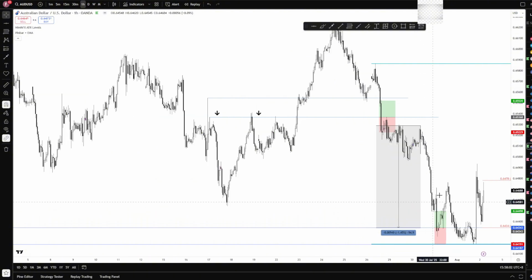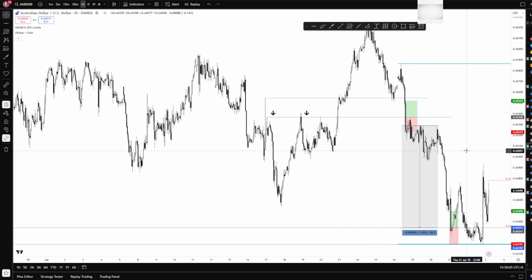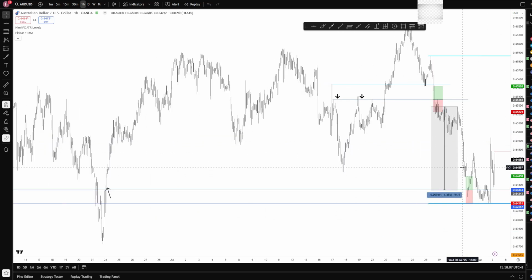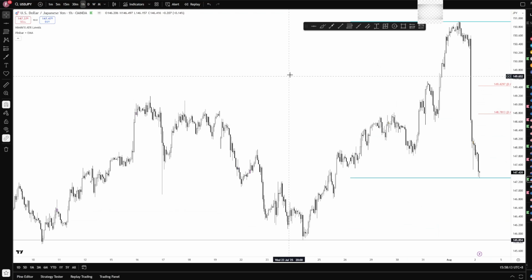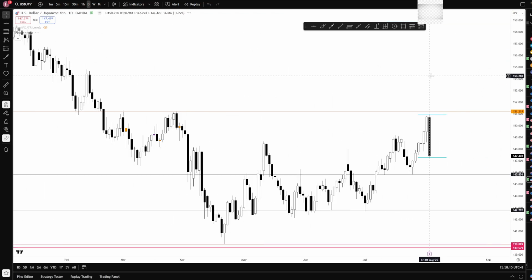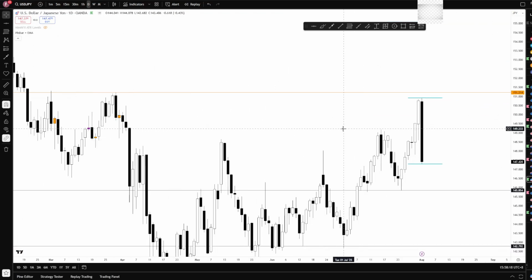So this is another trade that I took, Aussie dollar. So I took 2 trades on FOMC. First was the silver and this was the Aussie dollar. Then on Thursday I took this trade on dollar JPY. So this was actually my only win, I guess, my only bigger win.